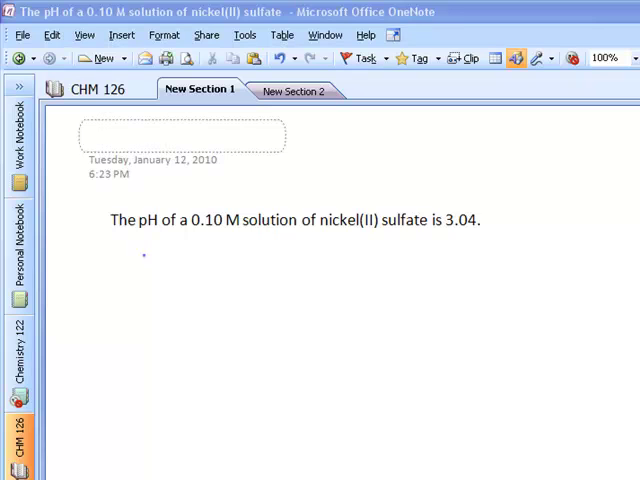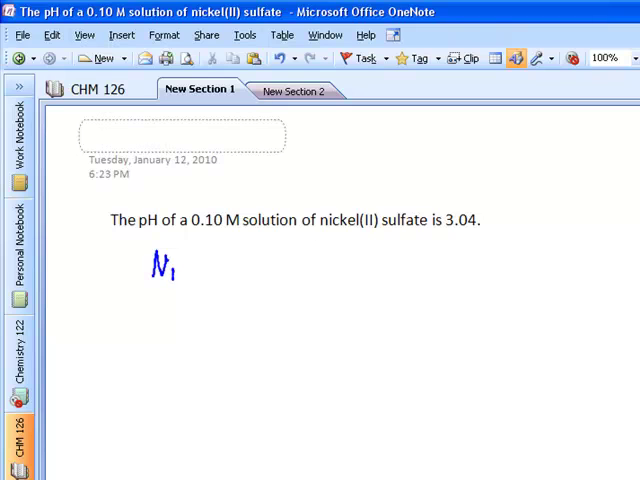Now we're going to write a simplified version of this equilibrium for the purposes of this video. It's a little bit more complicated than this, but essentially it's a Lewis acid-base interaction between the cation and a water molecule. Since the pH is low, we know that the cation is what is dominating the hydrolysis equilibria that take place in this solution. In this case, our cation is nickel(II).